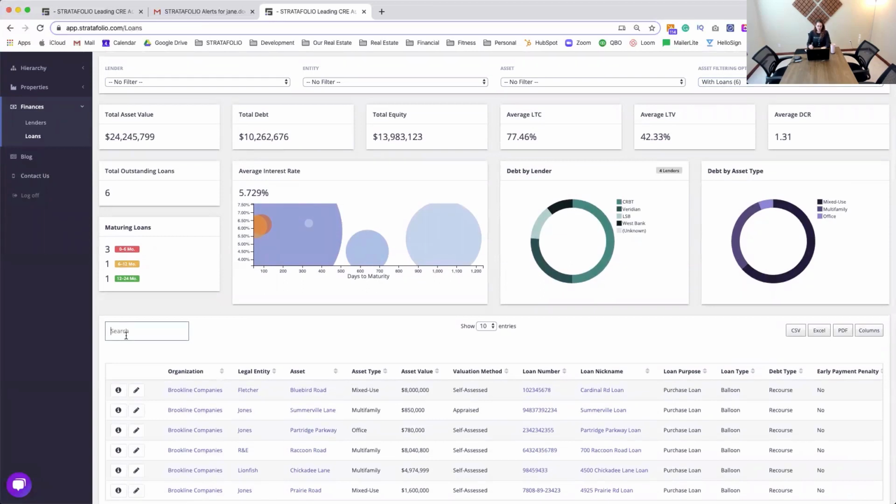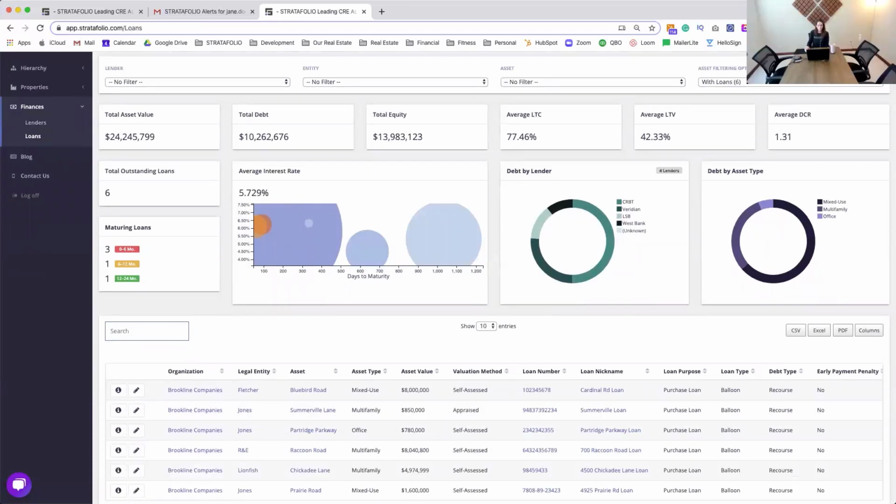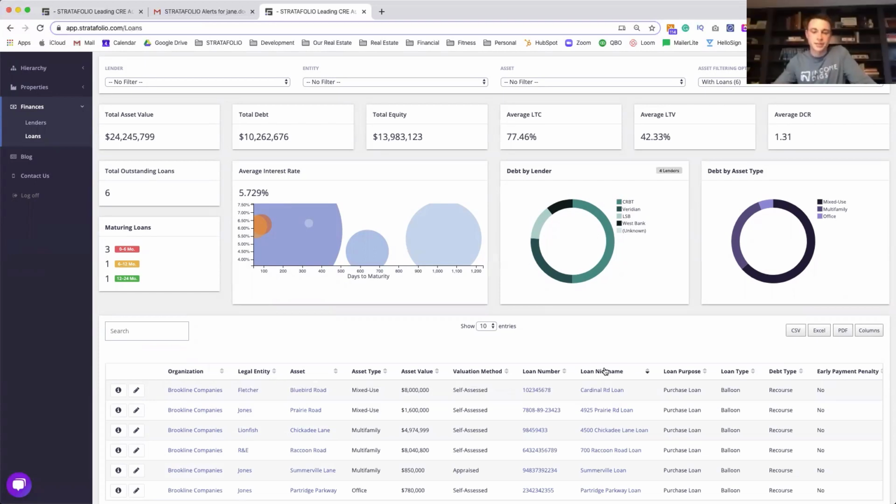The other thing is everything is always searchable. So if you really just wanted to look at Chickadee Lane, you can pull up just that property. Actually, there are two Lane properties. Okay. Everything we've set up is searchable, so you can isolate to certain things and sort things different ways. It's all intended to be ease of use for that end user. That is great. Yeah. Awesome.